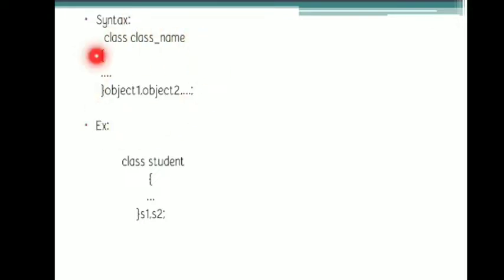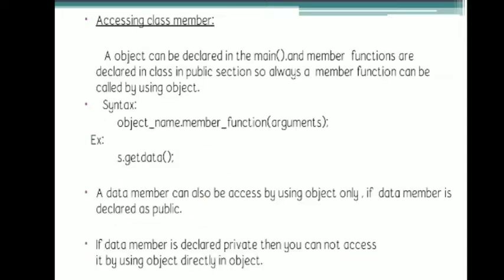In the class definition itself we can define the object names. This is a class definition, and at the end we are specifying that object1 and object2 belong to this class. This is our example. In this example we have defined a Student. S1 and S2 are the students, or objects, of type Student.